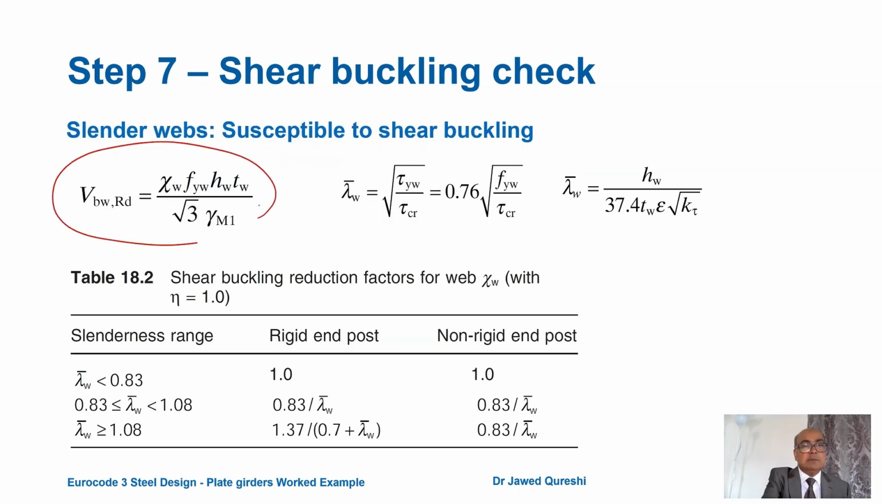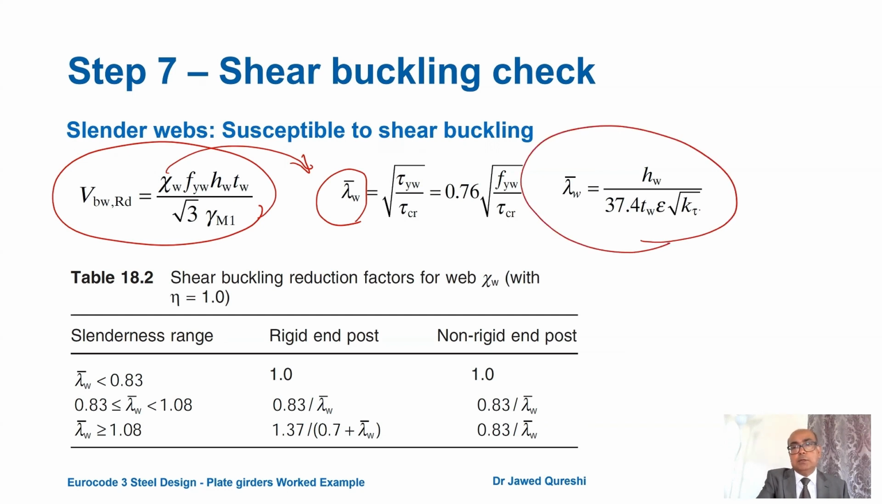Again, this is the same formula. This reduction factor depends on lambda dash W, the slenderness ratio, and for slenderness ratio we can use this formula. K tau is the shear buckling factor, which you can find out by using the formula in the slide earlier. Once we have this lambda dash W, we will have a look at this slenderness range.